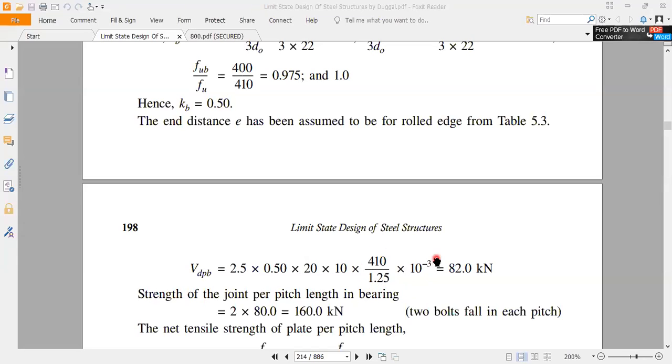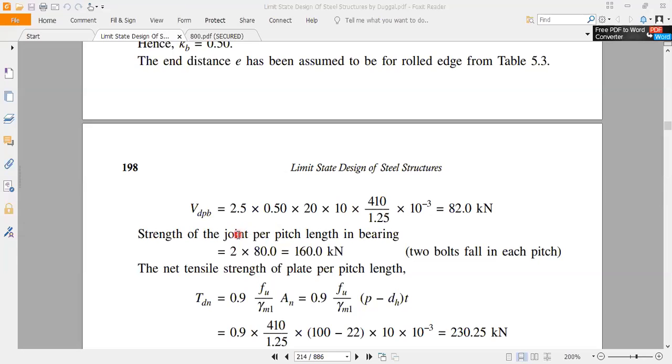400 by 1.25 into 10 to the minus 3. So this is for single pitch, for single bolt basically. But as you know, for one pitch length, two bolts are coming. So we have to multiply 2 with that.